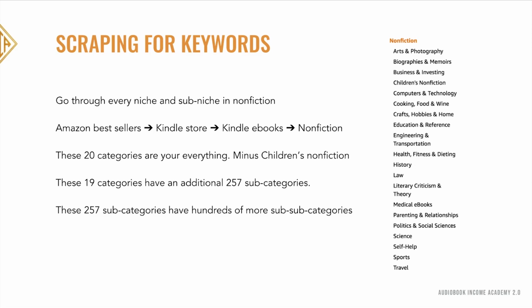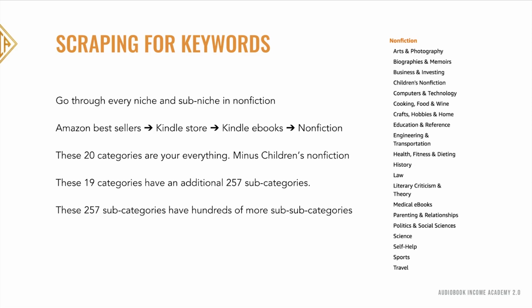Disclaimer, minus children's nonfiction. So why minus children's nonfiction? So the children's nonfiction category is a strange category because, one, most of them are not nonfiction. Most of them are fiction. Most of them are like stories for kids, not very replicable. Like a book about an elephant called Alfred that stepped on a fly, that sort of thing. Okay. So these 19 categories instead of 20, these 19 categories have an additional 257 subcategories.